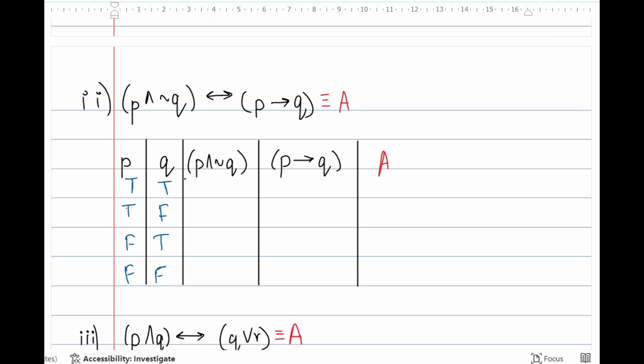Now P and the intersection of Q, right? Sorry, this is negative Q, okay? This sign here means negation. So when you have this, it means negative of Q, meaning if it's the negation of Q, it would be F T F T. Okay, so T becomes F, F becomes T.